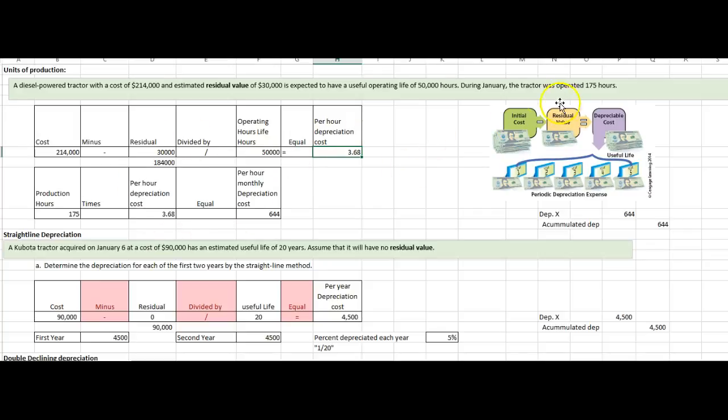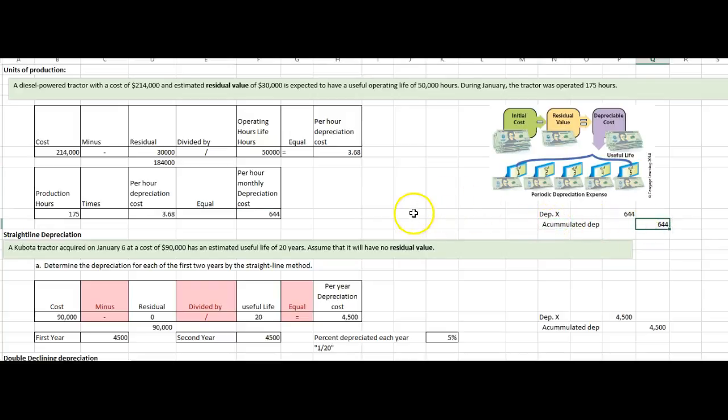Now, in the first year, or during January, it was used 175 hours. So how much am I going to allocate for its depreciable cost? Well, I used it 175 hours, and each hour is going to be allocated $3.68. So I multiply that. So the monthly depreciation cost for this machine is $644. And that's denoted by making an entry for depreciation expense, $644, and we use accumulated depreciation, $644.